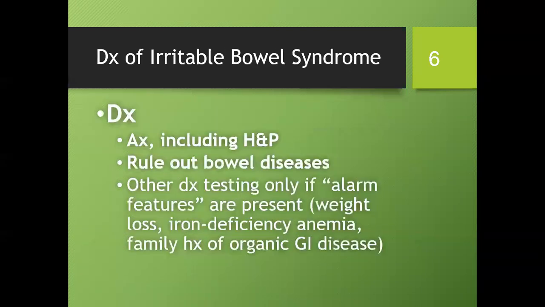Okay. How do we diagnose irritable bowel? Well, first we get an H&P, an assessment. Then we rule out all other bowel diseases to make sure that nothing related to Crohn's disease or ulcerative colitis is present in these patients. That way we can call it IBS. We would not do any further diagnostic testing like imaging or lab work unless there are alarm features like extreme weight loss, iron deficiency anemia, or a family history of Crohn's or ulcerative colitis.